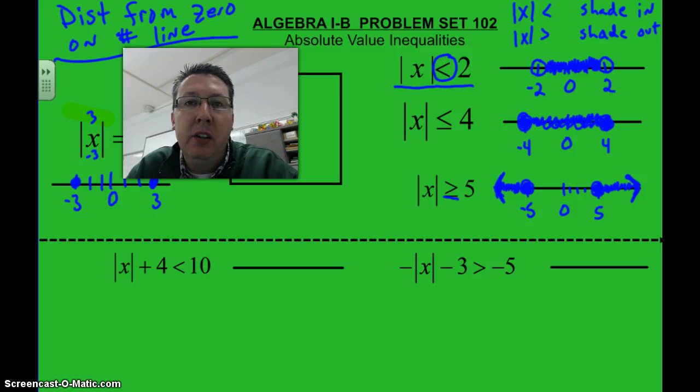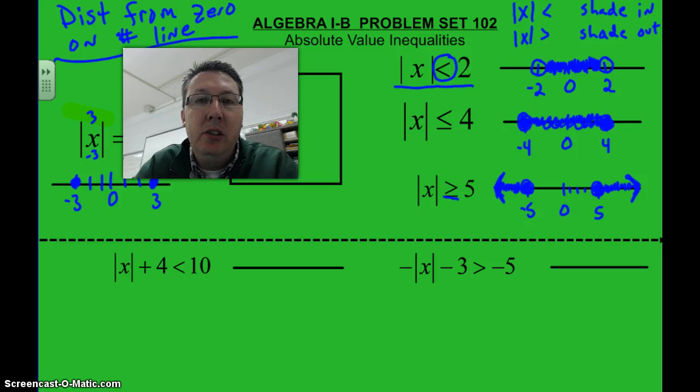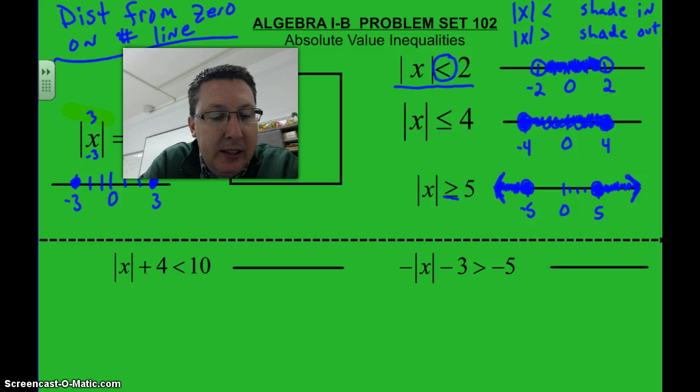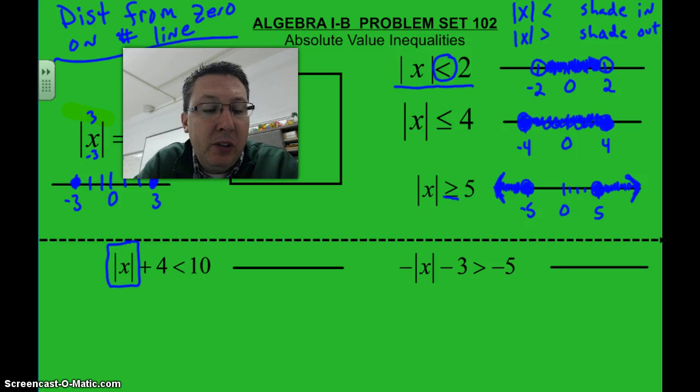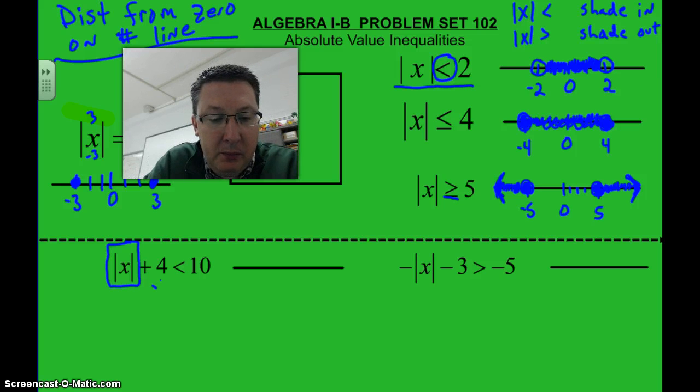These last two problems are a little bit different because we don't have the absolute value of x by itself on the left side. So we're going to need to use our little steps in solving equations to get that absolute value of x by itself first. So on absolute value of x plus 4 is less than 10, I'm trying to get this absolute value of x by itself. So my first step is I need to get rid of the plus 4. So to do that, I'm simply going to subtract 4 from both sides.